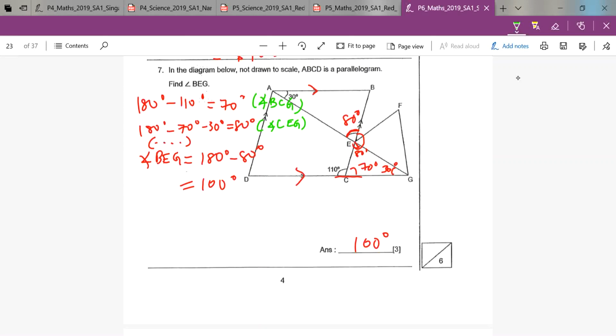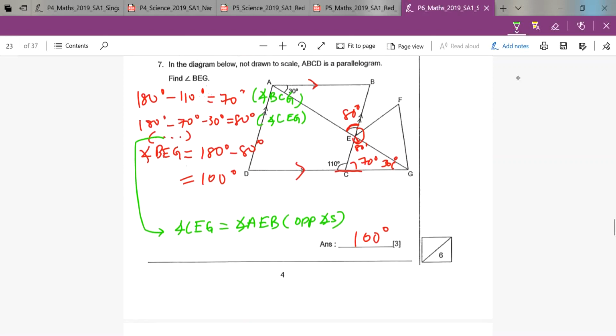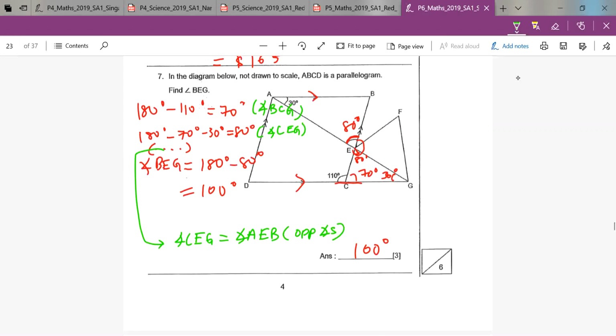and this part here you write down, angle CEG is equal to angle AEB because they are opposite angles. This is that missing part. And then BEG you can just write down as 180 minus 80, which is angle BEA, or the same as AEB. Angle AEB is the same as angle BEA. This is your naming convention that you have to be familiar with.